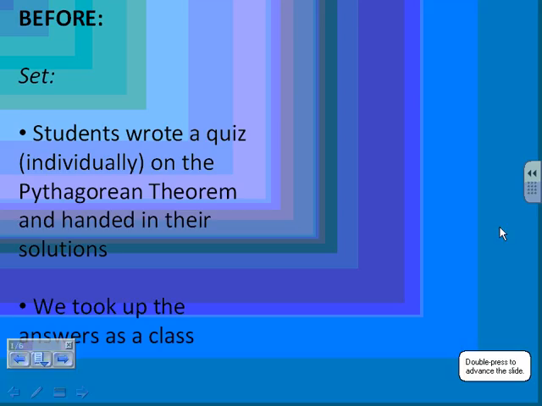Okay, so the lesson that we decided to redo was Jessie's lesson on solving right triangles in grade 9. Originally for her lesson, the students wrote a quiz individually, reviewing the Pythagorean theorem, which they learned the day before. Then they handed in their solutions, and they took up the answers as a class.